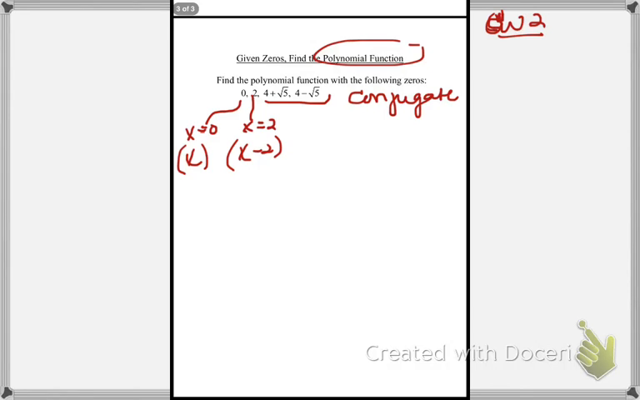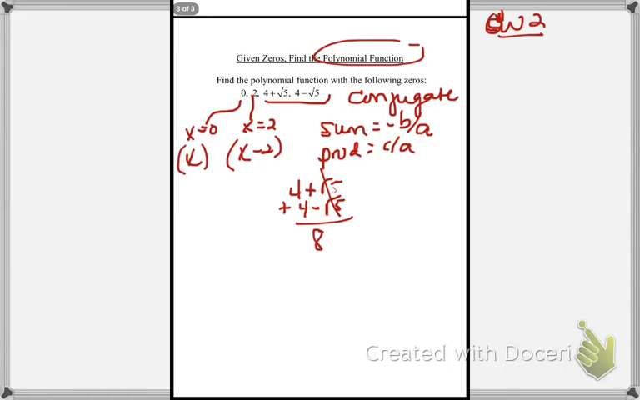To resolve that quadratic, we're going to use the two formulas that we learned in Algebra 2. The sum is equal to negative b over a, and the product is equal to c over a. So we're going to take those two and sum them together. Your radical 5's cancel out, and now my sum, which is 8, is equal to negative b over a. We let a equal 1. Therefore, negative b is equal to 8, so b is equal to negative 8.